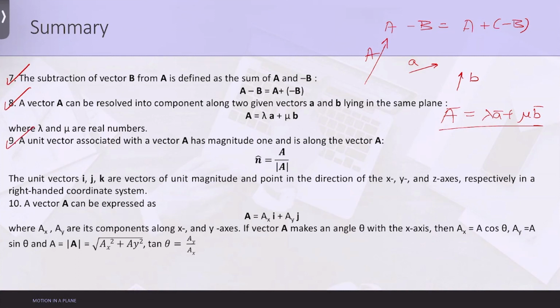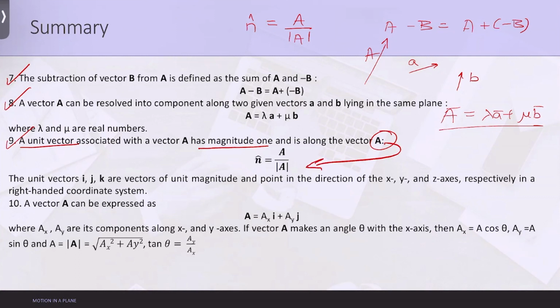A unit vector associated with vector A has the magnitude 1. Okay, so unit vector always has magnitude 1. How can we obtain the unit vector in that direction? So we can write it as n cap, which is nothing but equal to vector A upon mod of A. Okay, the direction of this will be the same as that of A. So unit vector associated with the vector A has a magnitude 1 and is along the vector A. So this is the unit vector in totality.